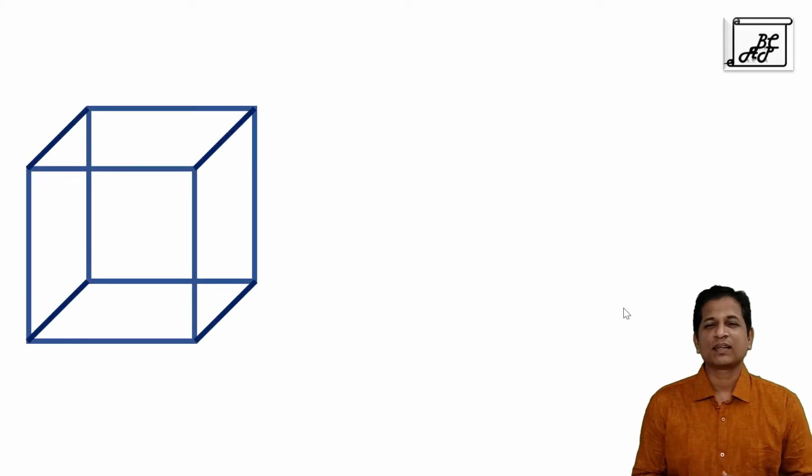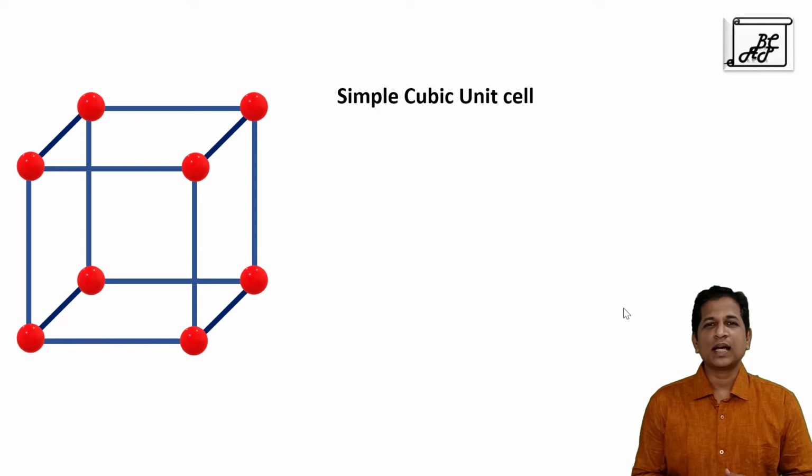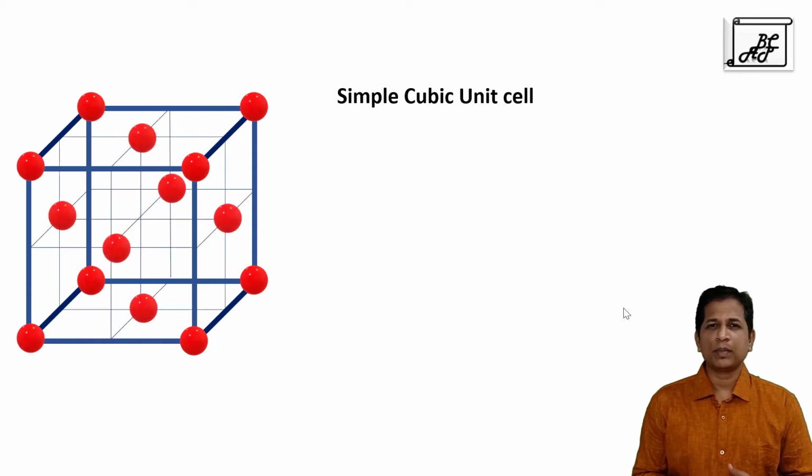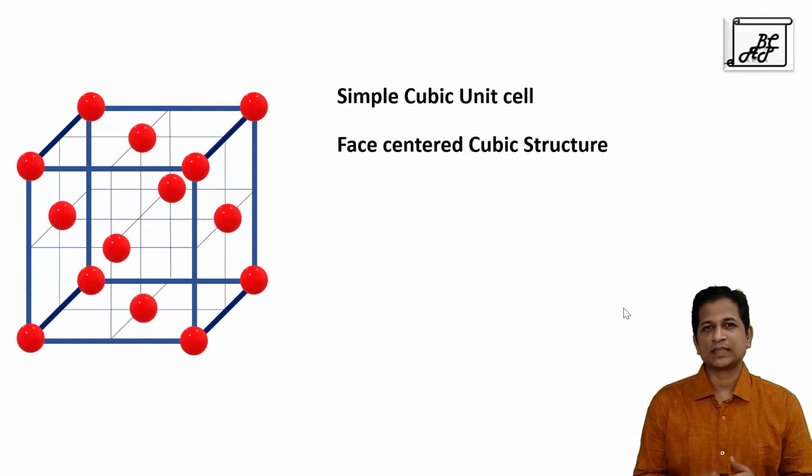Look at the structure. If all the corners are occupied by atoms, it is called a simple cubic unit cell. A cube has 6 faces. If all the faces are occupied by atoms at the center of each face, it results in a face-centered cubic unit cell. Between all these atoms, you can see there is some empty space.